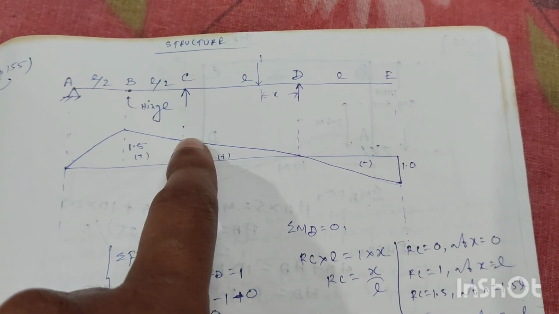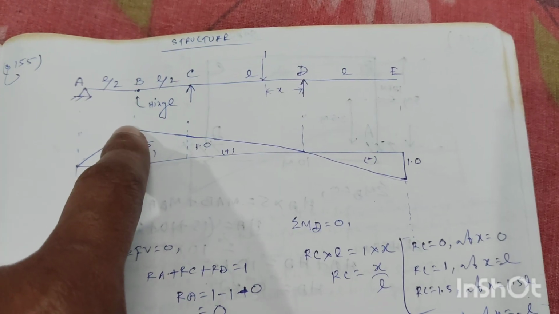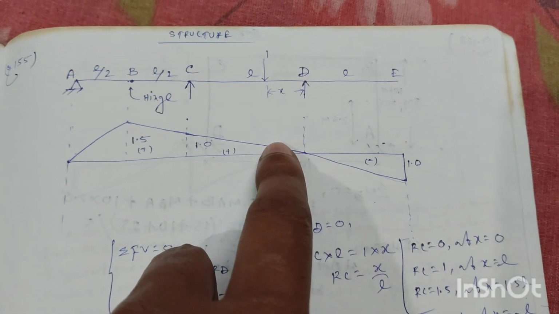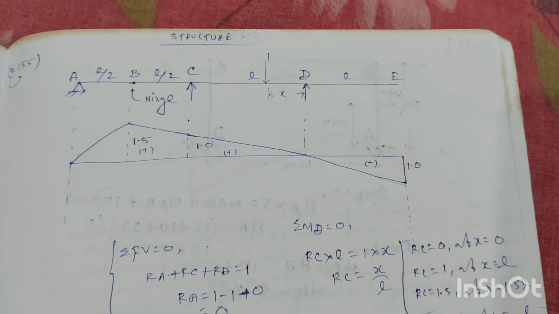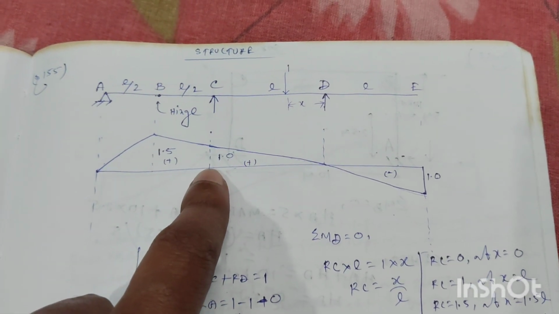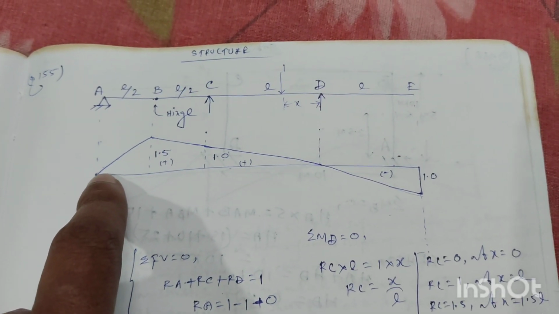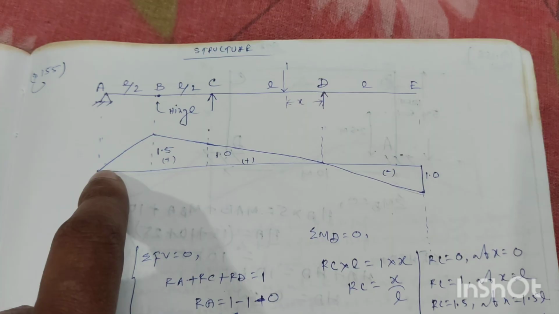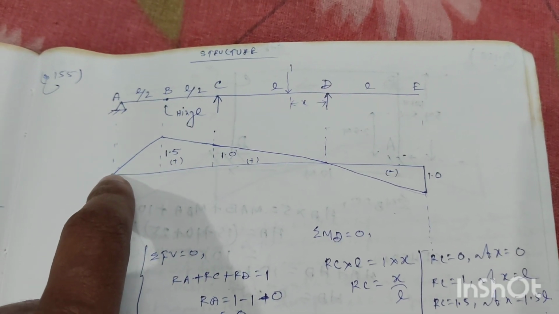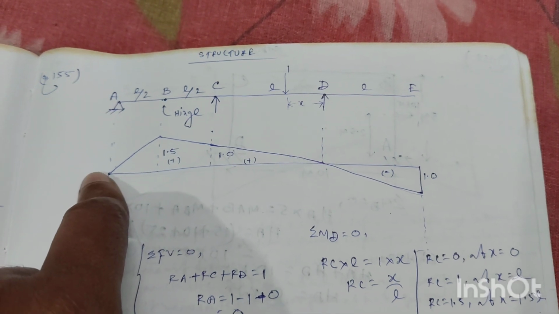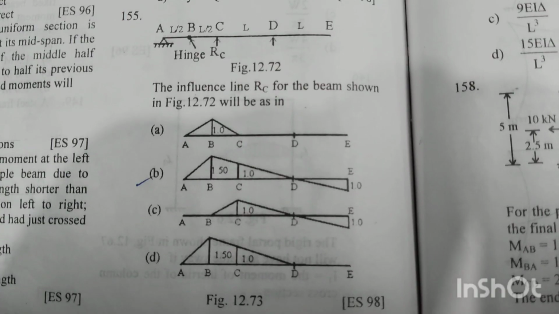Now if x is equal to 1.5 L, the RC value will be equal to 1.5. If the value of x is equal to minus L, then the value of RC will be equal to minus 1. As the value of RC is equal to 1 unit, the value of RA will be equal to 0 unit, and RD is also equal to 0 unit. So if we connect this point and this point, we will get the complete influence line diagram for the beam. Option B is the right answer.